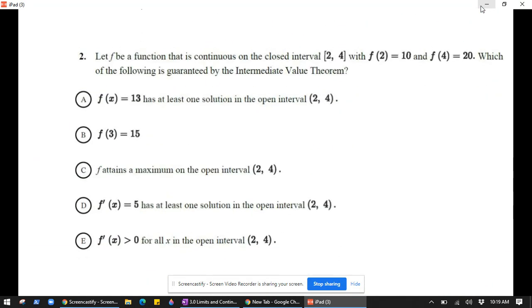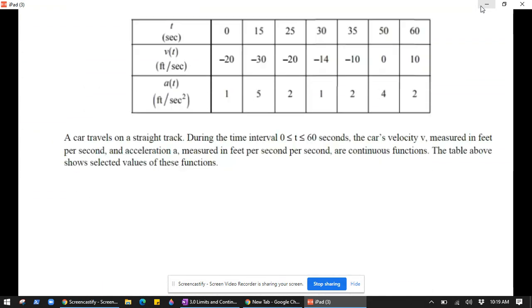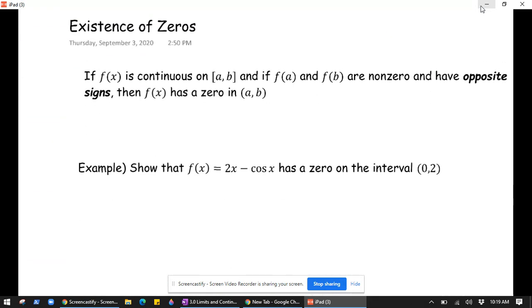So just one last example. I'm looking for it and it's not here. There it is. This is the example I wanted to go over. So it says if f of x is continuous on a to b, and if f of a and f of b are non-zero and have opposite signs, then f of x has a 0 in a to b. This is similar to what we just did above. But let me just note that f of x equals 2x minus cosine of x is not that easy to analyze algebraically. Okay, you've got a mix of a trigonometric function and a polynomial function.